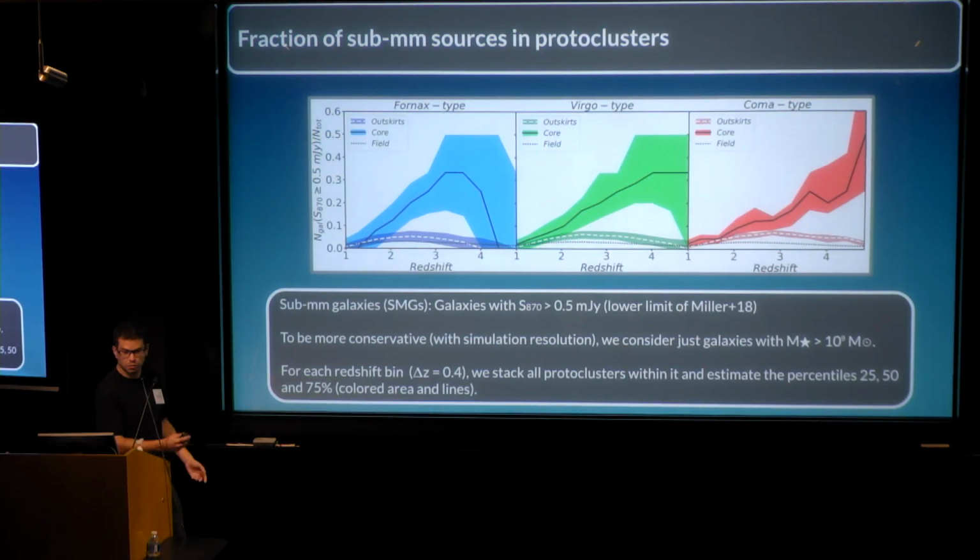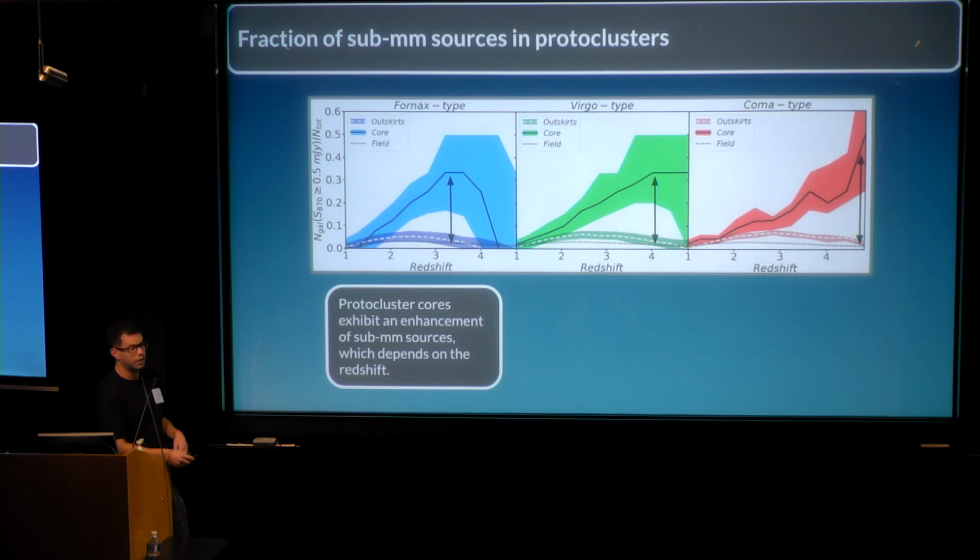So this is the most important result that we obtain. Basically, for each structure in the mock, we quantify the fraction of SMGs compared with the total of galaxies in a given environment. And we track that quantity as a function of redshift. We define an SMG in the simulation as all those galaxies with flux density higher than 0.5 millijansky. This is as a function of redshift, as a function of the environment, and also of protocluster type. So the most remarkable trend is that protocluster cores exhibit an enhancement of submillimeter sources, which also depends on redshift.